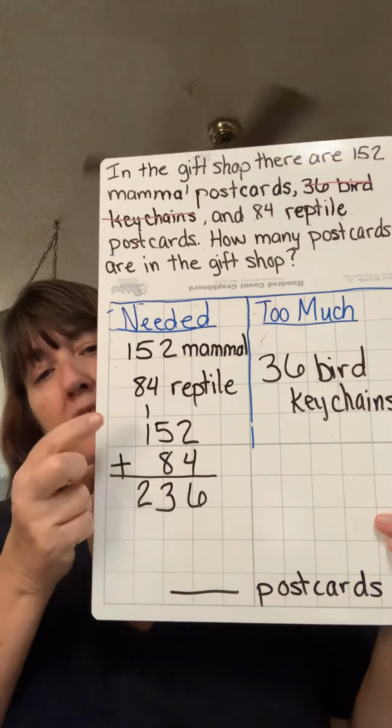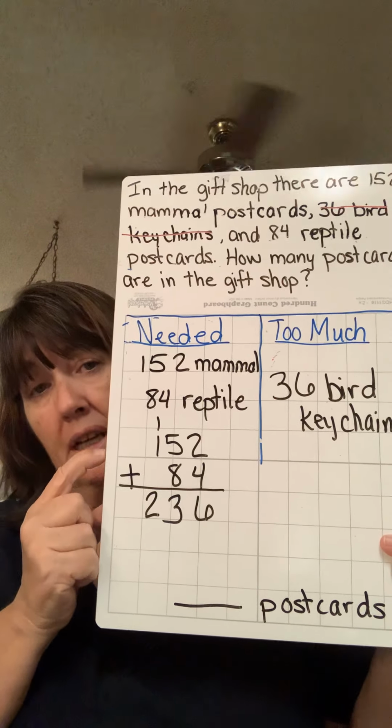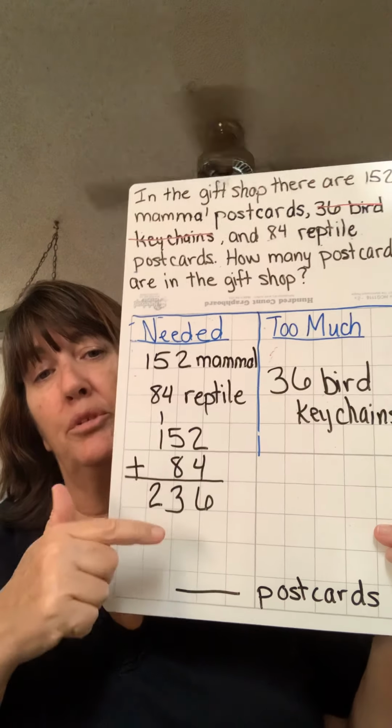So let's add up how many postcards we have. We have 152 plus 84. So 2 plus 4 is 6. Good. 5 plus 8. Anyone? 13. Carry that extra 10. And 1 plus 1 is 2. So we have 236. So that's what I need to see for every one of these problems is your work. I need to see your work. And I need to see your regrouping.